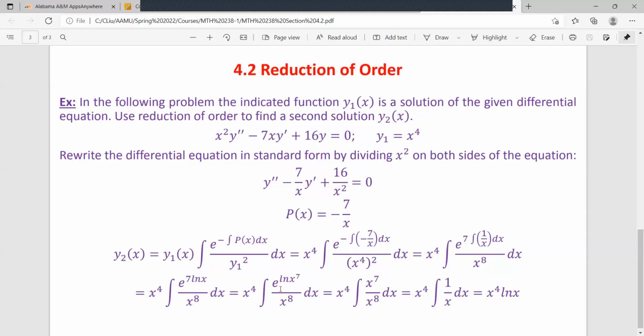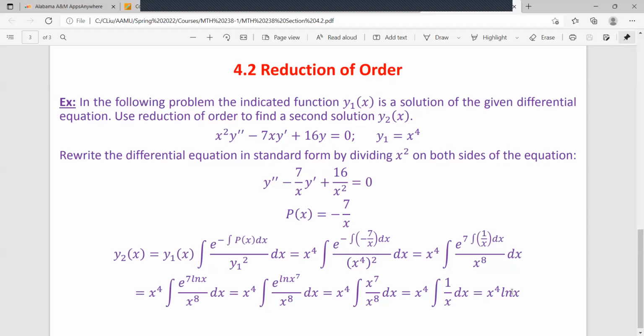And once again, natural log and natural exponential compose to cancel the effect of each other. So at the end, we just got the x to the 7th on the top, and then divided by x to the 8th at the bottom. So you get 1 over x inside the integral if we cancel x to the 7th.